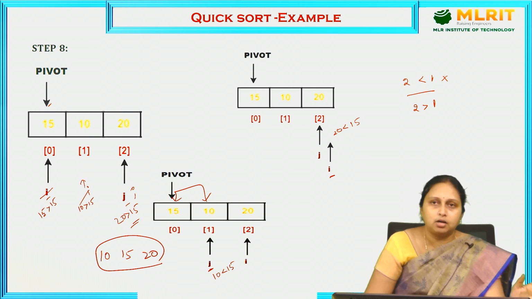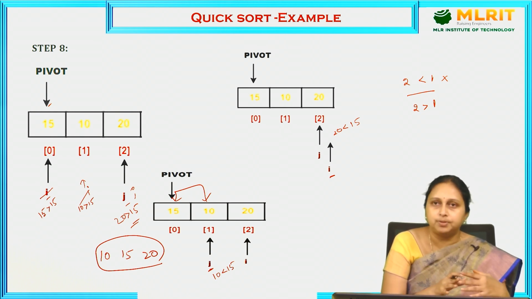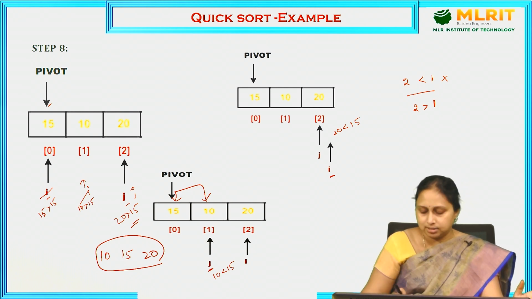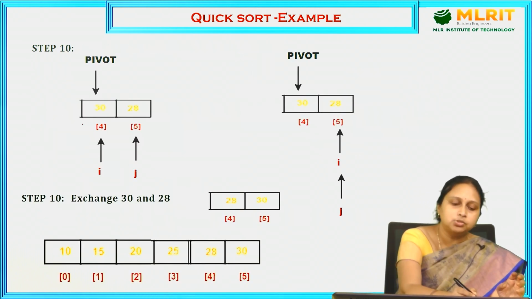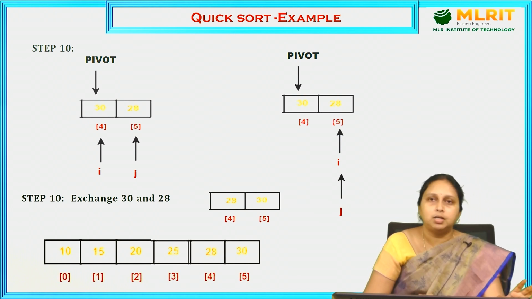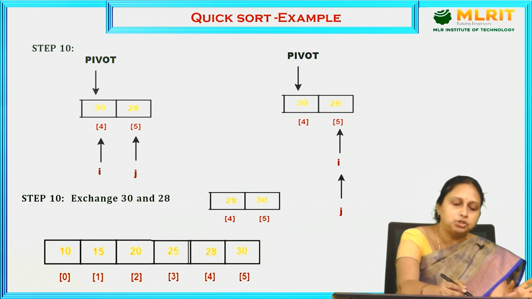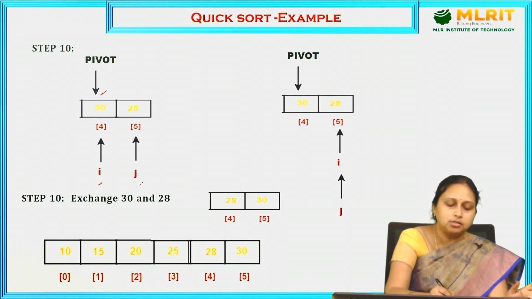Still we are not done with the right sublist. We need to complete that part also. The left sublist and the pivot element have been placed in sorted order. We need to go for the right sublist. We have only two elements on the right sublist, 30 and 28, but those are not in sorted order. We need to place them in sorted order. Now again take the first element as the pivot element. This is the I value and this is the J value.